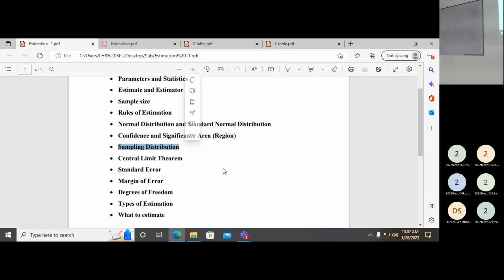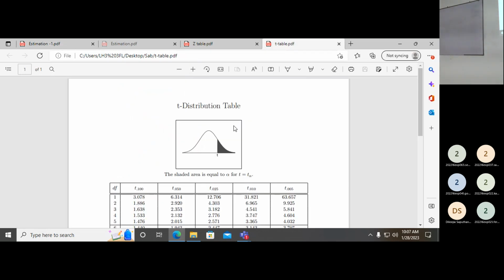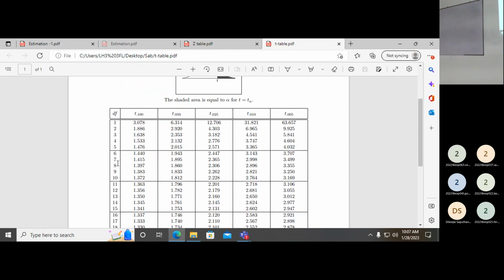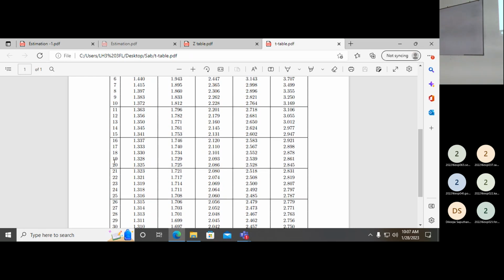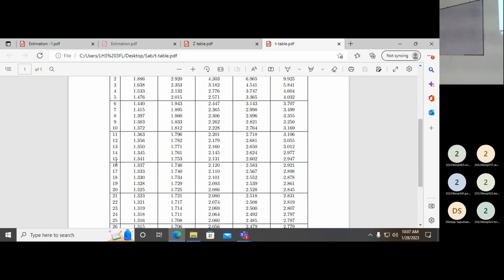Small samples, when you use it, it happens. That's why in the T table you can see DF, degrees of freedom, is given according to the size of the sample. But for 30 or more, it lies on the Z distribution. Therefore, for 30 or more you use the Z table, it is fixed. 95% is 1.96, it is fixed.